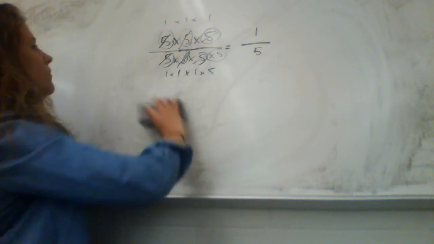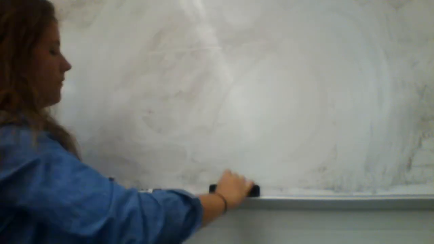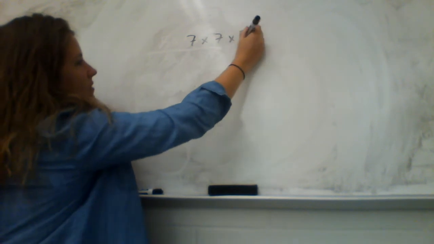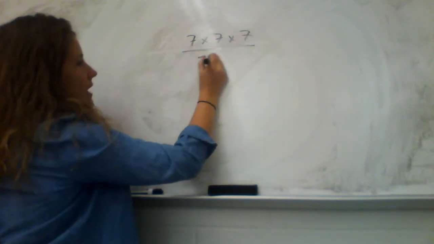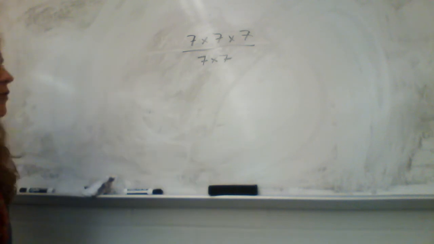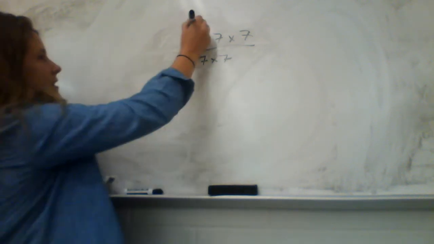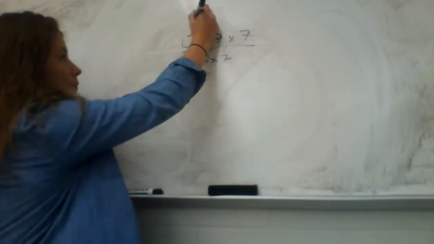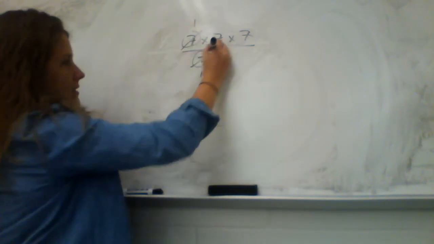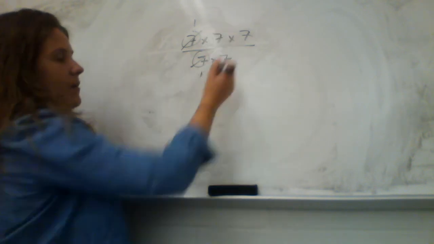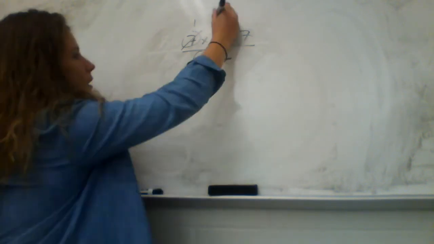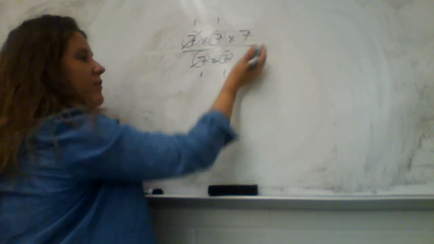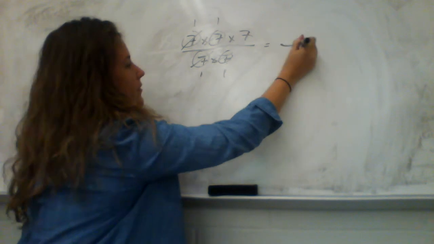Let's try another one. If I have 7 times 7 times 7 divided by 7 times 7, and I ask you to simplify, you can go ahead and do that. I see this 7 and this 7. 7 divided by 7 is 1, and these are going to cancel out. This 7 divided by 7 will equal 1, and they're also going to cancel out. I have a 7 up here and nothing left here, so now I can simplify.